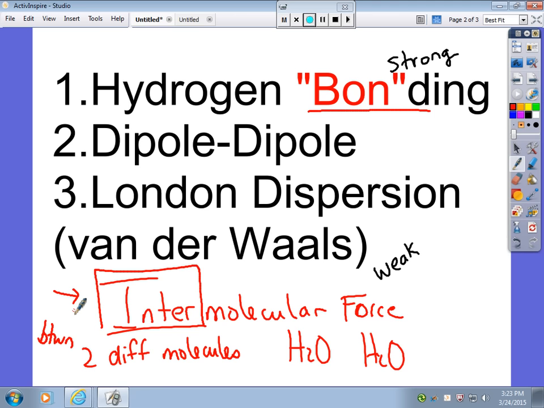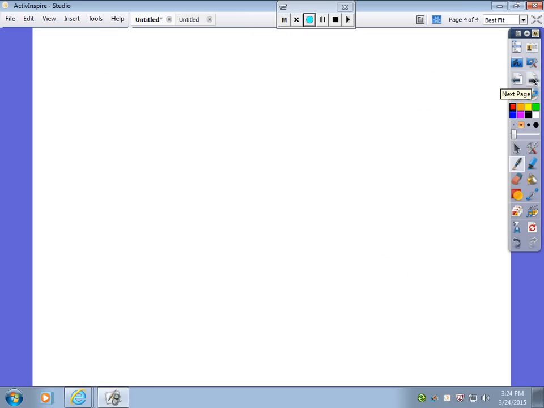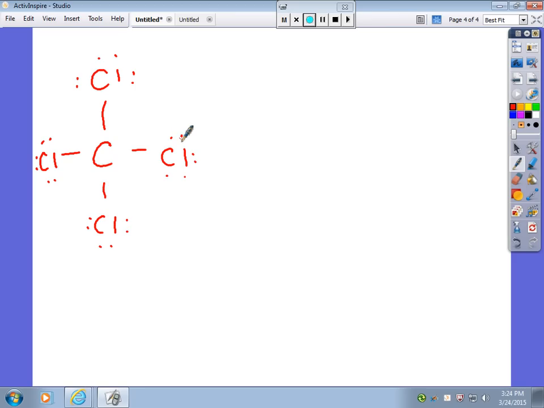So we're going to walk through this 1, 2, 3. I'm going to show you how they work and talk about them in terms of boiling point. So if I was to draw CCl4, CCl4 looks like this. Tetrahedral molecule, and in your brain you should say, oh, hey, that's got dipoles, but the whole overall molecule is nonpolar.